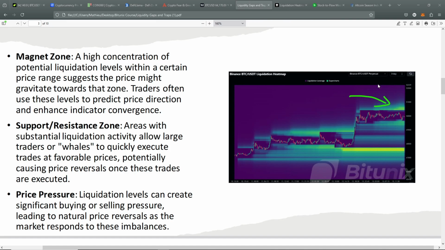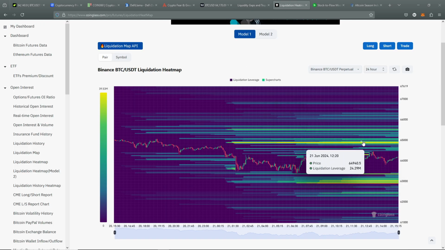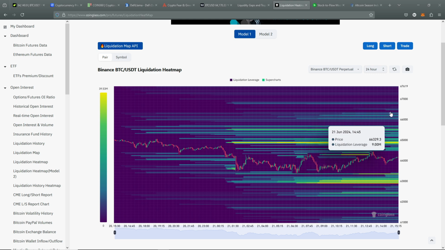But if we do manage to break above 65K, we will unlock some of that liquidity, very similar to the zone up here, where we're actually going to see the price gravitate towards this magnet zone all the way up to initially 65,500. Right? And then it'll probably create enough momentum to cause a breakout higher.